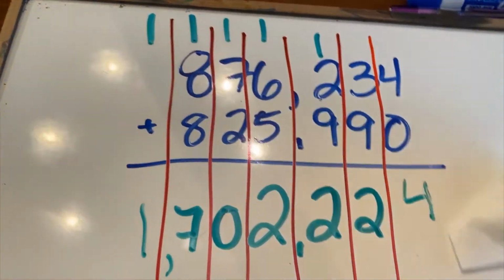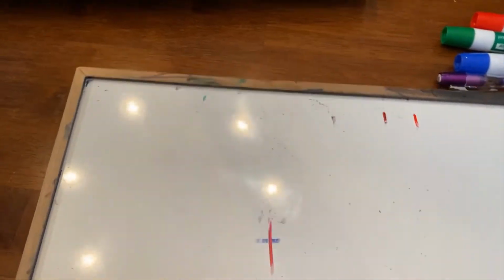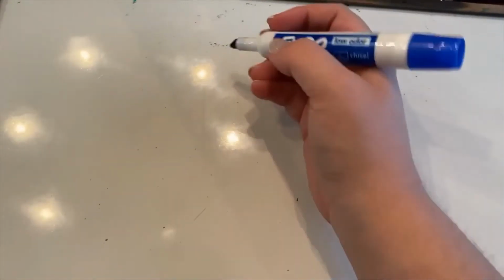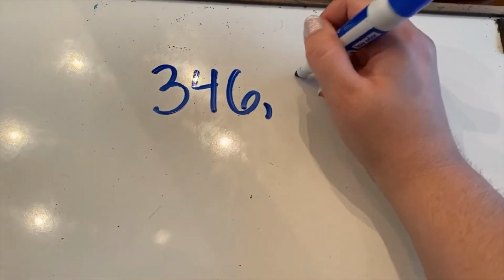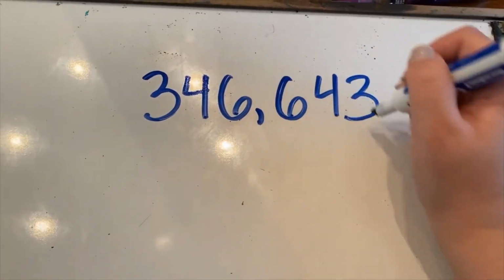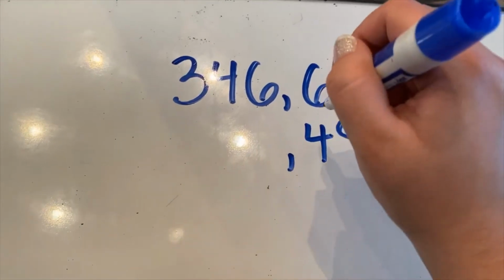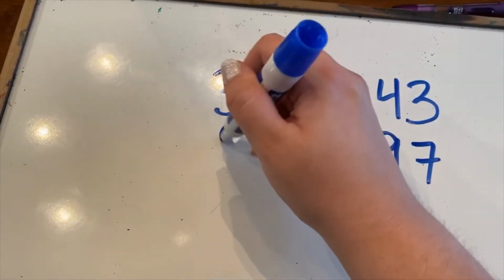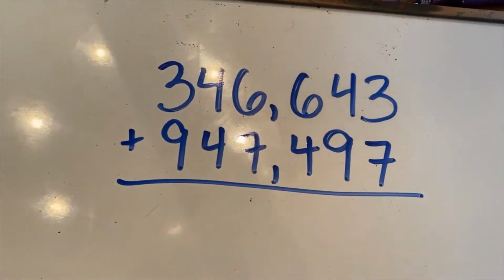I'm going to try another one. All right, I've got 346,643, and then I'm going to line up my next number, starting with my ones place to make sure they're all lined up with the correct place values. Okay, I'm going to put my lines in there.